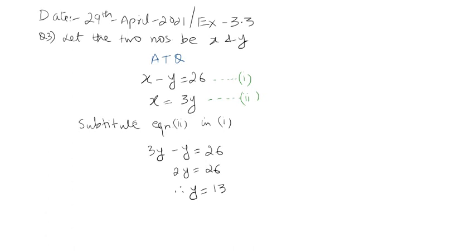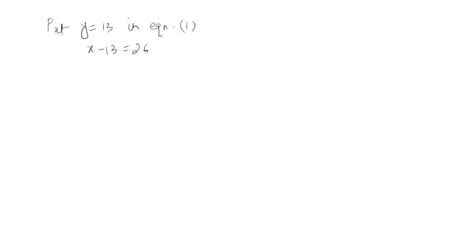Is there something wrong I have done? I don't think I have done anything wrong here, no? Okay, right. So x is equal to 26 plus 13. So x is equal to 39.